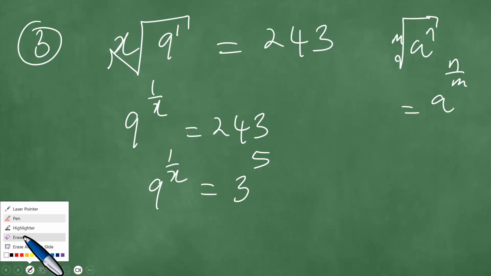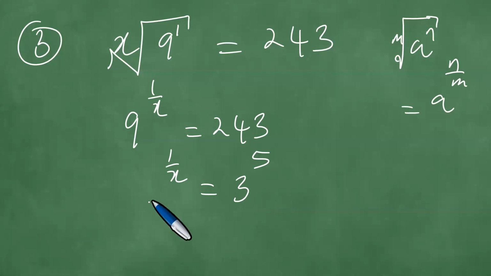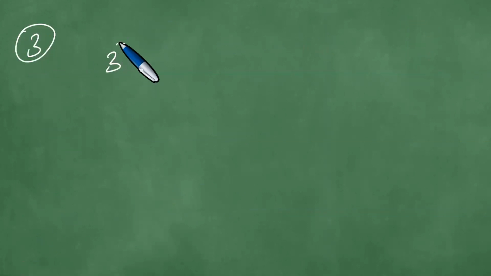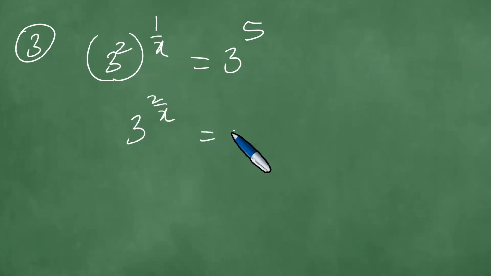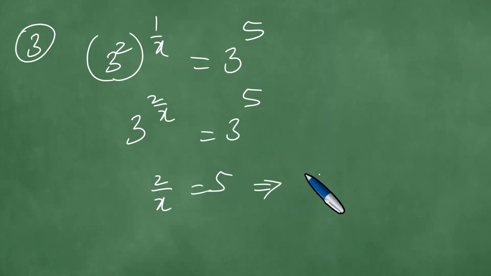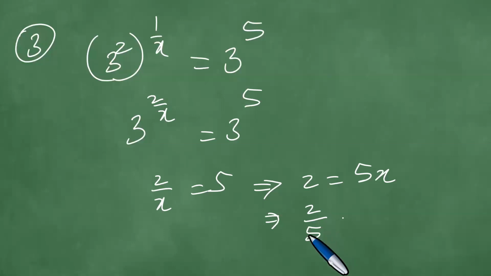Also here we can change this one. The base 9 is 3 squared. So 3 squared, to the power 1 over x, is 3 to the fifth power. Now, 2 times 1 over x, we just multiply the numerator, getting 2 over x, 3 to the fifth power. The bases are the same, which means 2 over x equals 5, and we cross multiply. 2 is 5x. If 2 is 5x, then what is x? You divide by 5, which means 2 over 5 equals x.